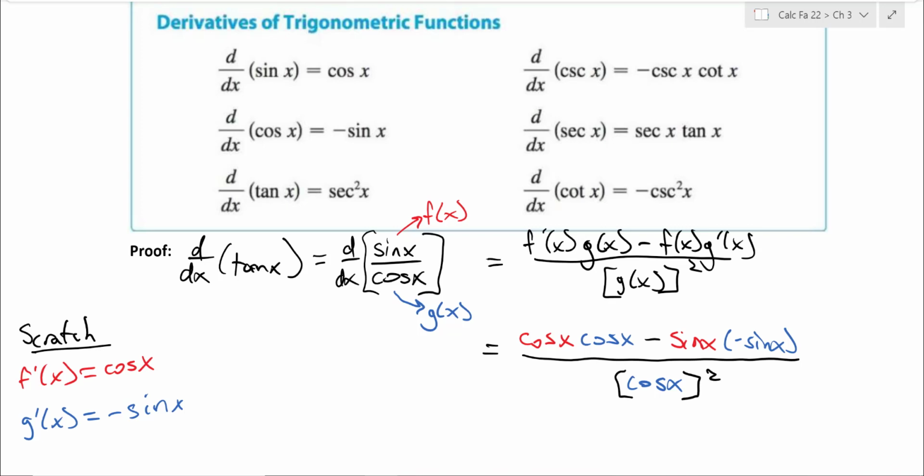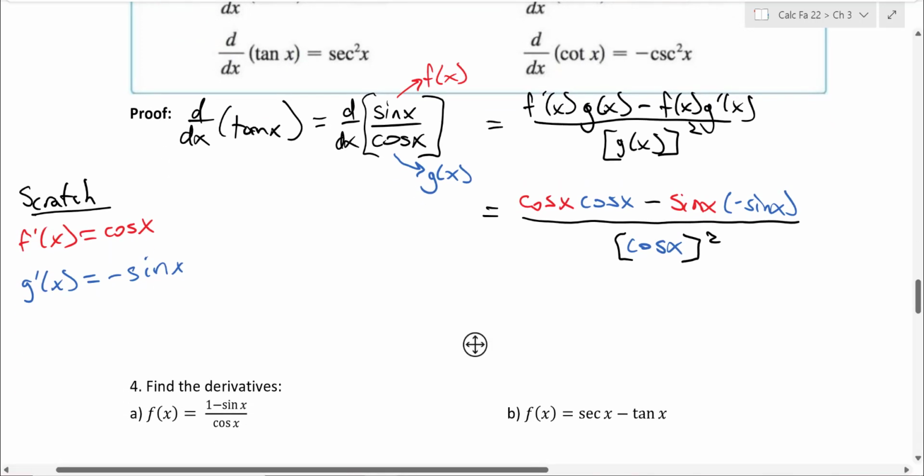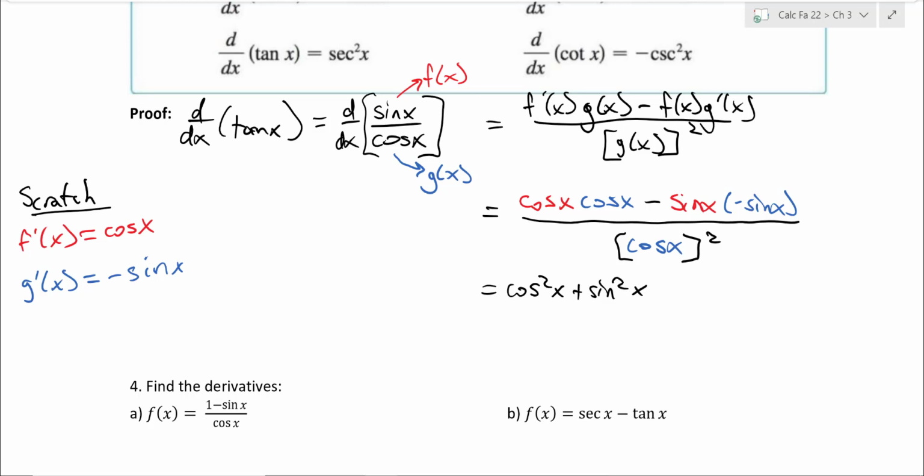All right, and then our numerator will end up with a cosine squared x plus sine squared x, right, from that double negative, and then a cosine squared x in the denominator, which will give us a 1 over cosine squared x. And with our reciprocal identity, that is secant squared x. All right, so we got our derivative for tangent is secant squared x.